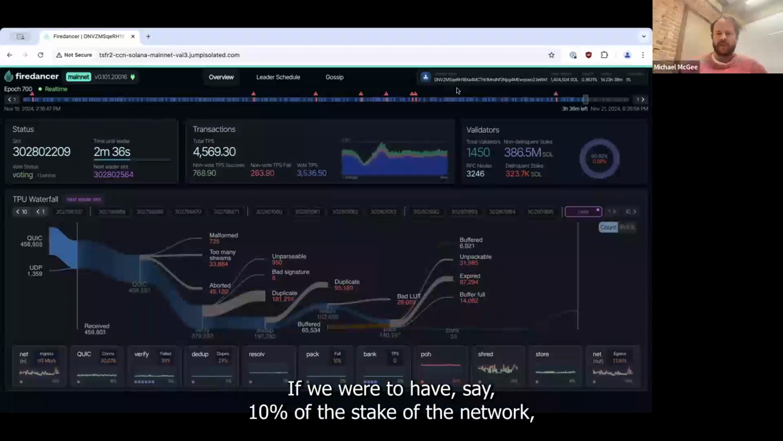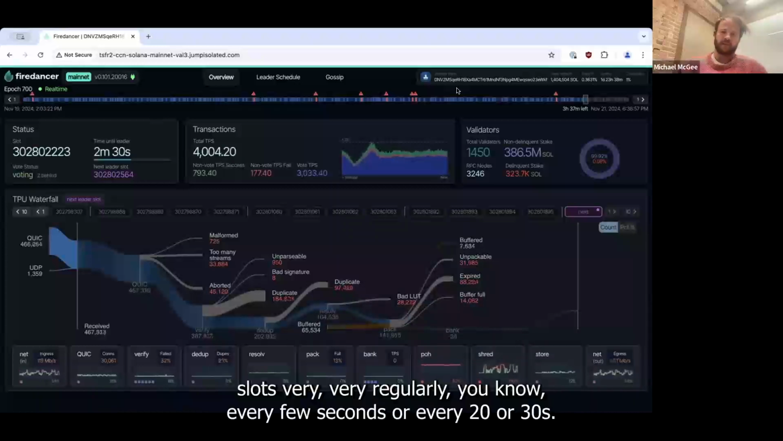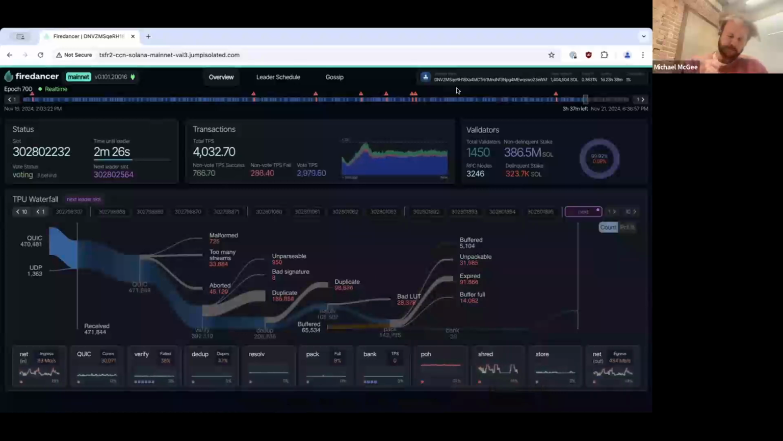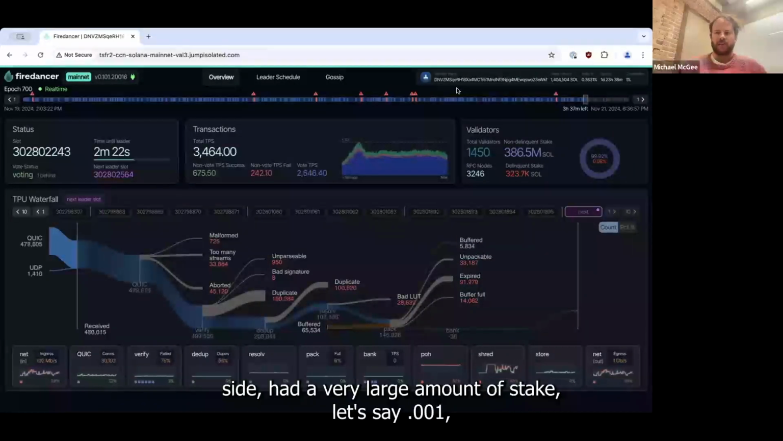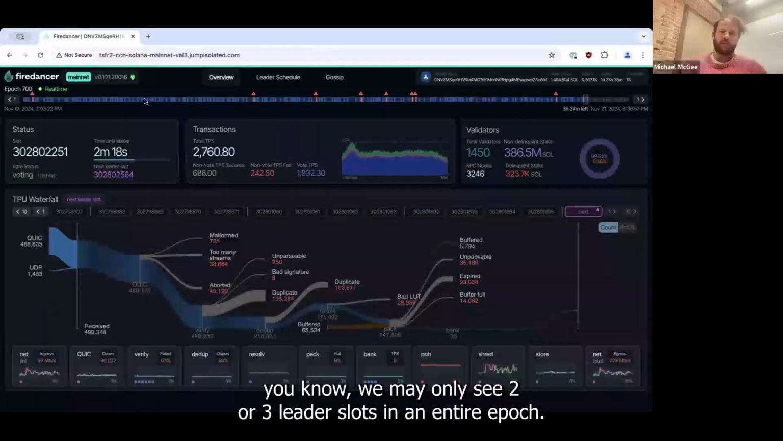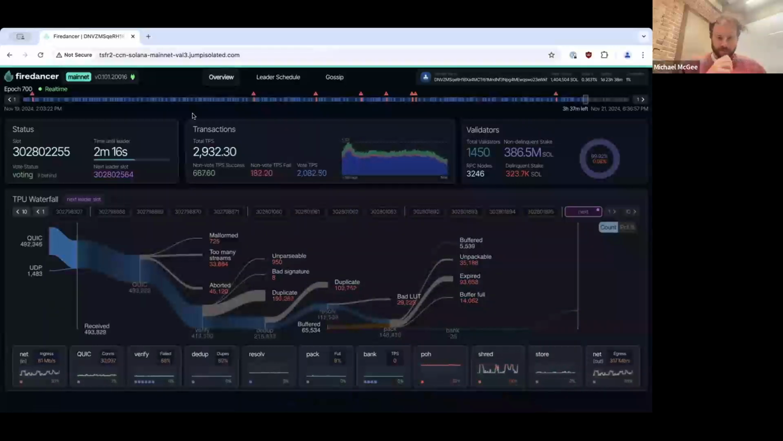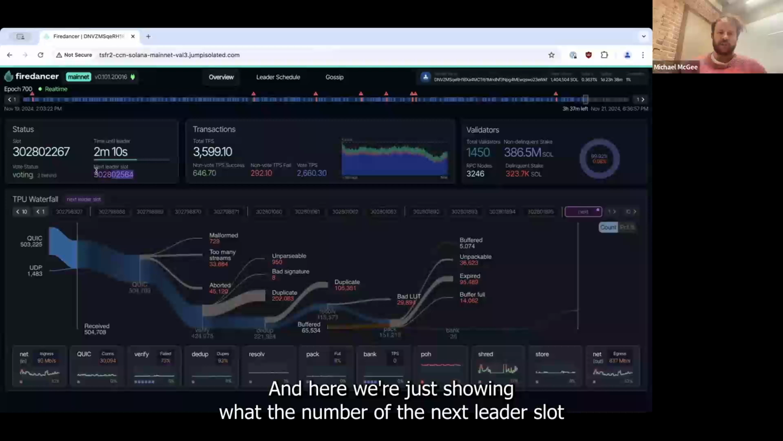If we were to have, say, 10% of the stake of the network, no validator has that amount, but we would probably be getting leader slots very, very regularly, every few seconds or every 20 to 30 seconds. If we, on the flip side, had a very low amount of stake, let's say 0.001, we may only see 2 or 3 leader slots in an entire epoch. So this validator is getting them quite regularly, which is why we get to see all these slots happen. And here we're just showing what the number of the next leader slot actually is.